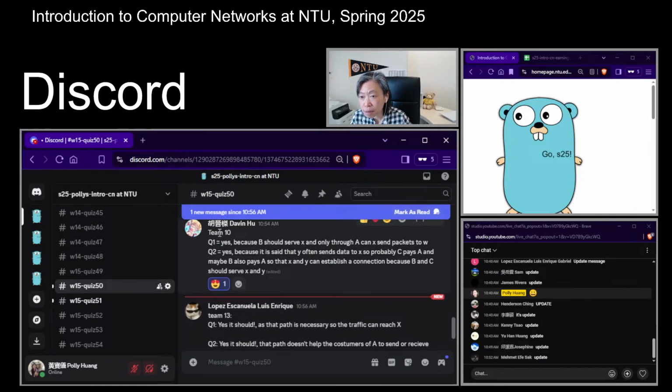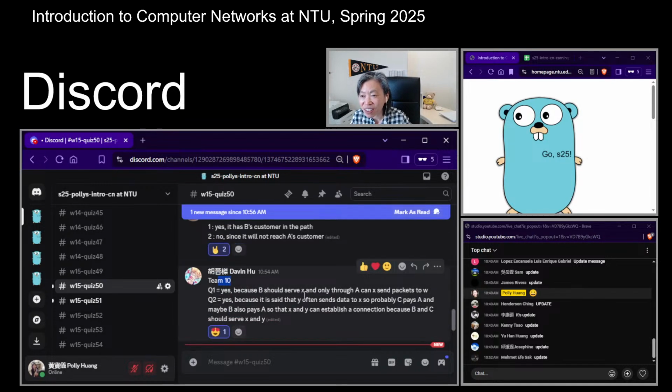Good. So I think Team 10 here might be hearing what I said in the middle. And the reason is this, it's very often X needs to receive data from Y. And so if A does not forward ABX to C, Y won't be able to send data to X, right? So probably C pays A. Yeah. C will need to pay A further to get this to work, or B pays A to get this to work. I think either way will be fine.